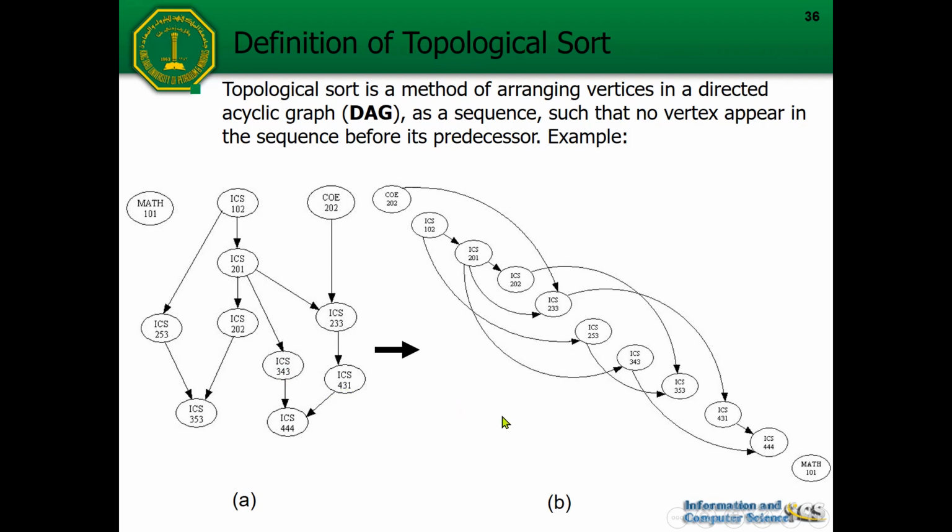Let's try to find the ICS 444 vertex in the topological graph. That will be this one. You can see that the prerequisite vertices for this vertex appear before it, right? And this is also applicable to all of the vertices. For example, this ICS 431 has one prerequisite, which is ICS 233, and this ICS 233 appears before ICS 431. Okay, etc., until the last one. So that will be that topological graph.